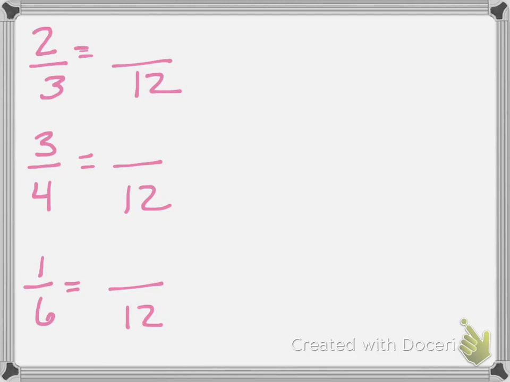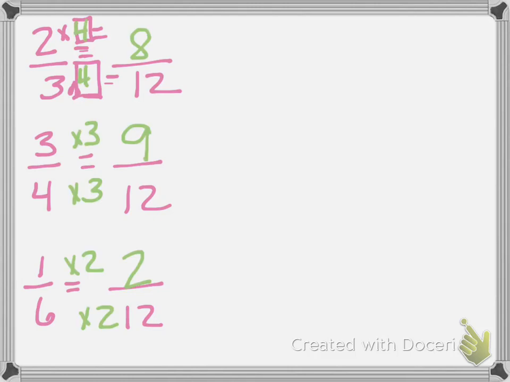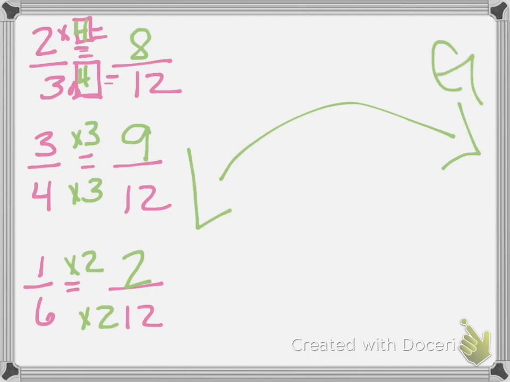Here's the first hint to get you started. 3 times something equals 12. So 2 times something equals blank. After creating equivalent fractions, you should have come up with 8/12, 9/12, and 2/12. Now I can put them in order from the least to the greatest by simply looking at the numerators.